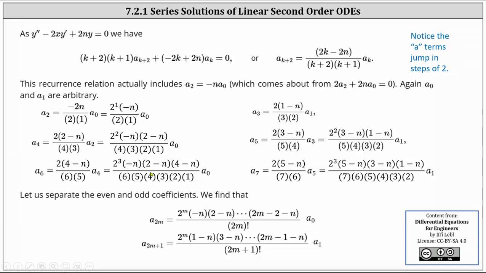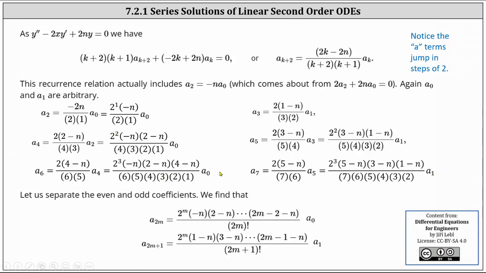And then finally, for a sub 7, we have k equals 5. Factoring the numerator, we have 2 times the quantity 5 minus n divided by the product of 7 and 6 times a sub 5. Once again, performing a substitution for a sub 5 to write a sub 7 in terms of a sub 1, we have a sub 7 equals 2 cubed times 5 minus n times 3 minus n times 1 minus n divided by, we'll call this 7 factorial times a sub 1.